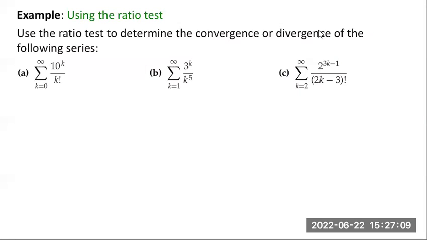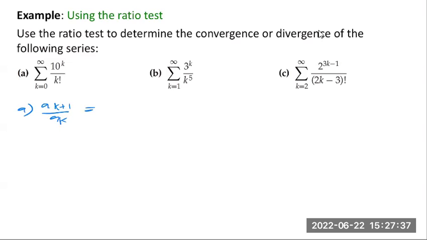Okay, now I want to go over this example, basically some applications of the ratio test. Let's go over the first part, part A. Obviously, we are going to use the ratio test. For the ratio test, the first thing is you need to find a_(k+1) over a_k, right? And then at the end of the day, you need to take the limit of that.